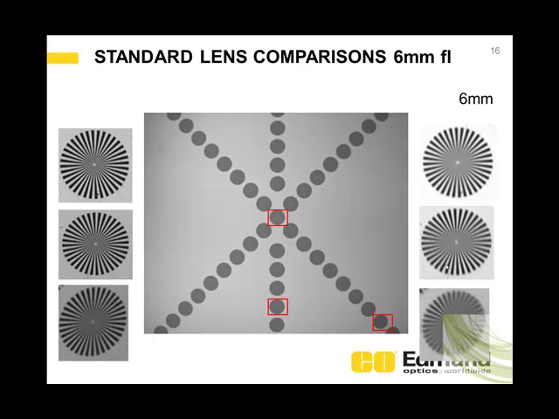Now, let's take a look at another lens here. This is a 6mm lens. 6mm is a very wide focal length lens. What we're going to see again on the left and the right is clearly the lens on the left is performing much better, and you can also see it performing better astigmatically on the bottom left.